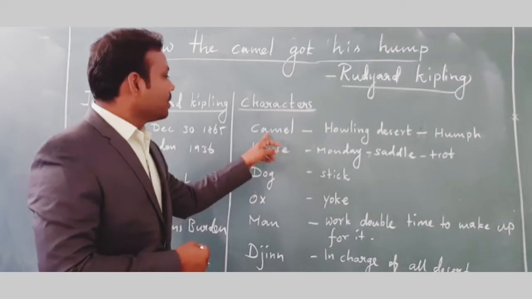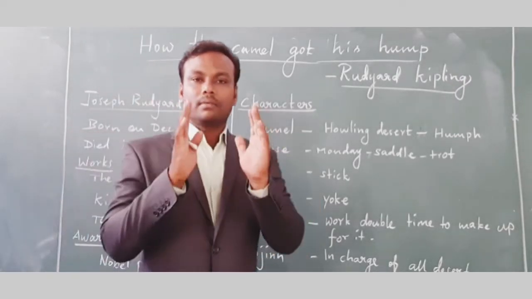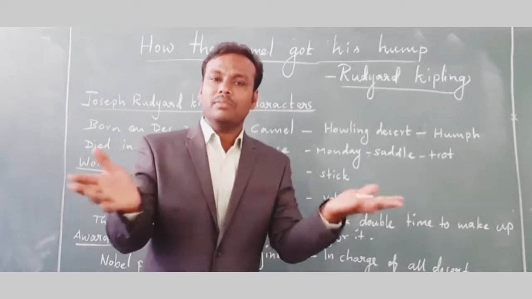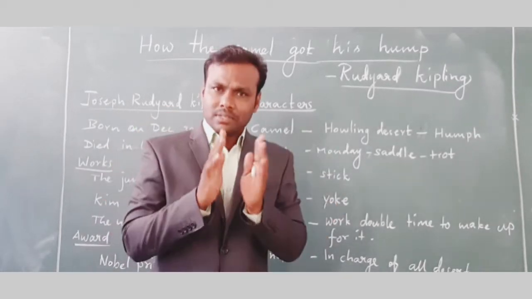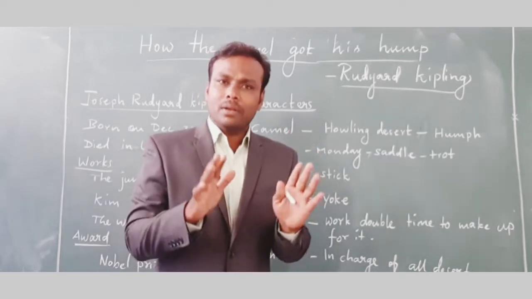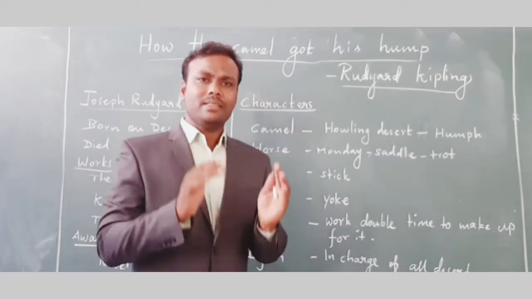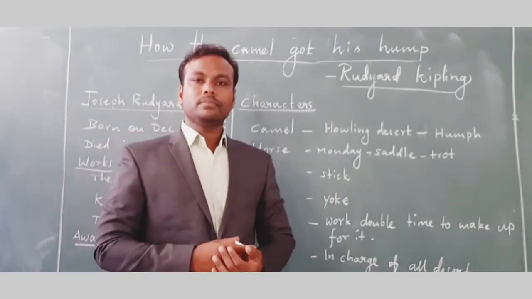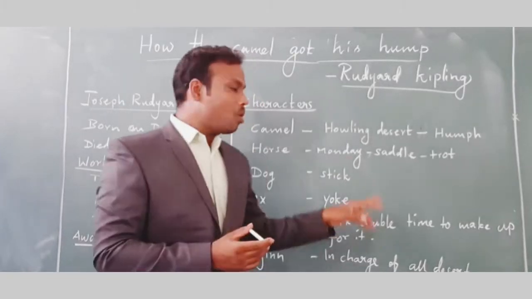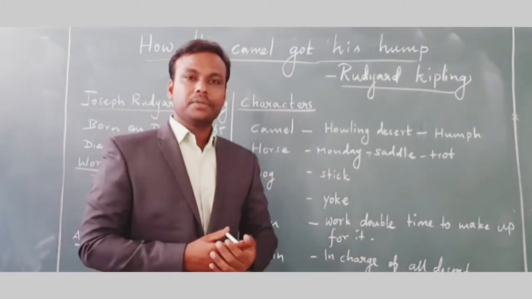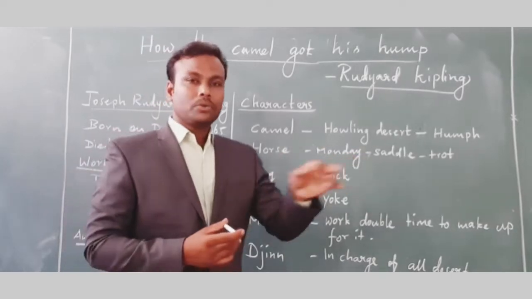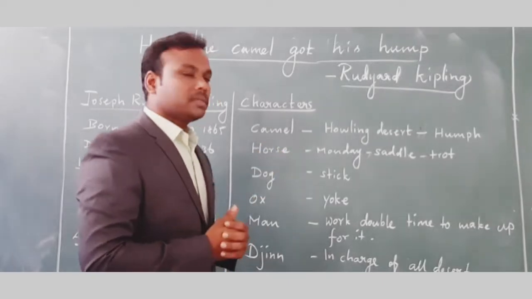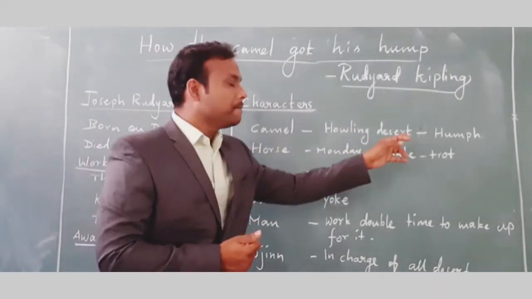To that, the camel replied. He uttered the word hump. He didn't say anything. He didn't deliver any other words. Just said hump. What is hump? The camel doesn't even know the meaning of hump. The horse complained to the man, because all of the animals were serving the man. So the horse complained to the man about the camel's behavior, about the camel's response, about the camel's word hump.